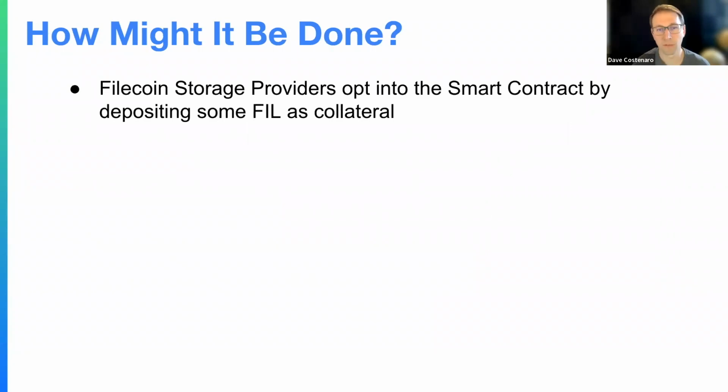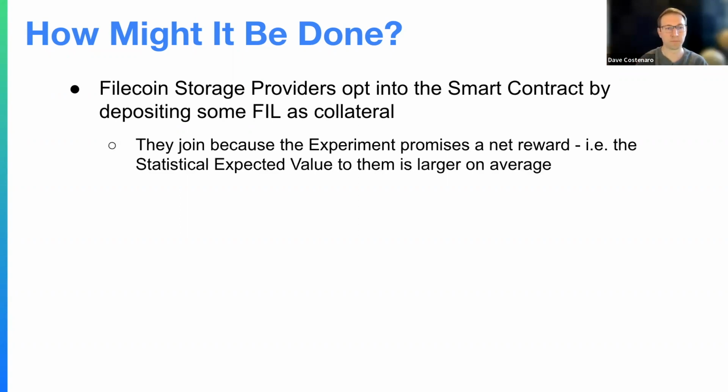Filecoin storage providers might opt into the smart contract by depositing some FIL as collateral. They're making a deposit and saying, not only do I have this sector here, but I want to participate in this essentially market research experiment. I want to get the coupon, the rebate. I'm going to participate in this modified set of incentives and penalties by depositing this separate piece of collateral.